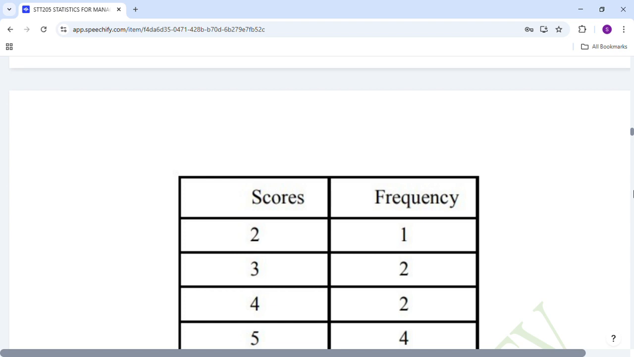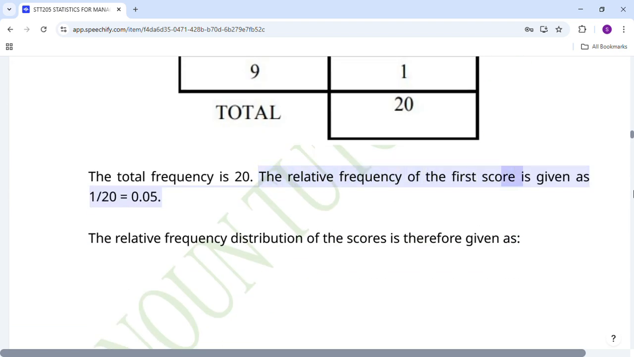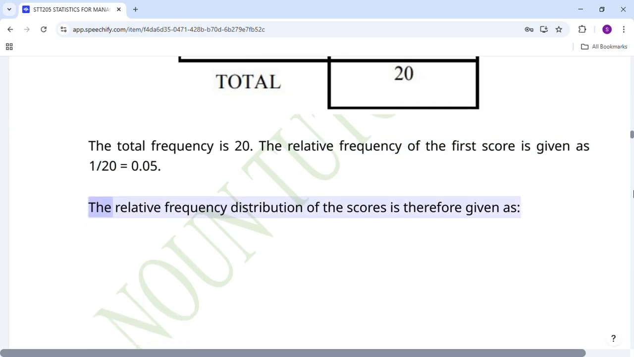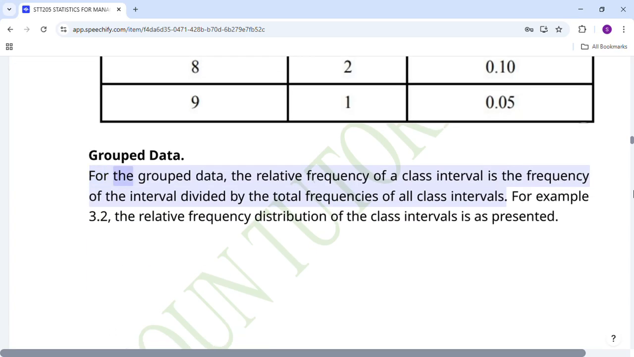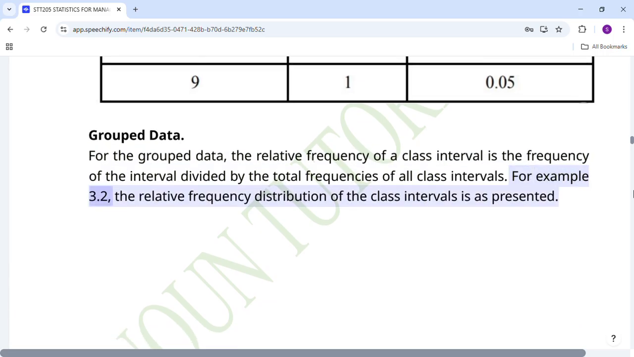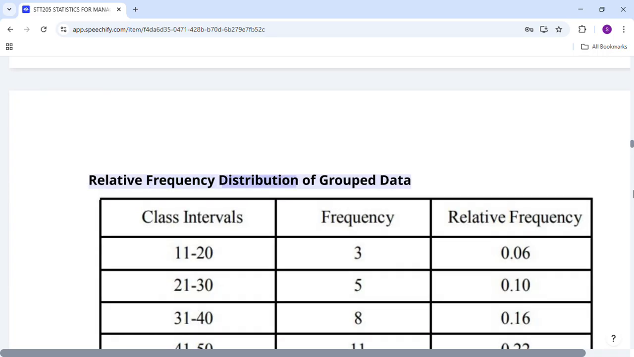The relative frequency of the first score is given as 1/20 equals 0.05. The relative frequency distribution of the scores is therefore as presented. For grouped data, the relative frequency of a class interval is the frequency of the interval divided by the total frequencies of all class intervals. For example 3.2, the relative frequency distribution of the class intervals is as presented. Relative frequency distribution of grouped data.